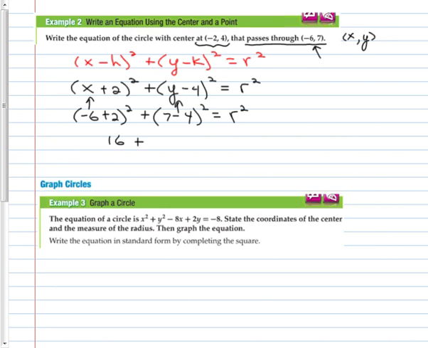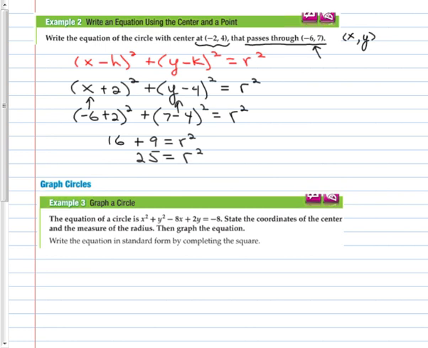16 plus 7 minus 4 is 3. 3 squared? 9. What's 16 plus 9? 25. I now know what the radius squared is. Now, what is the radius? 5, square root of 25, which is 5.